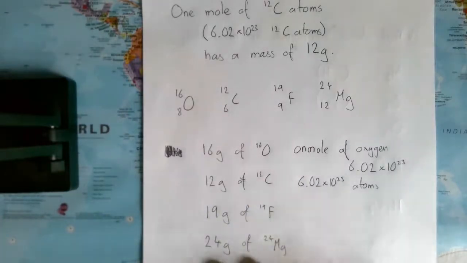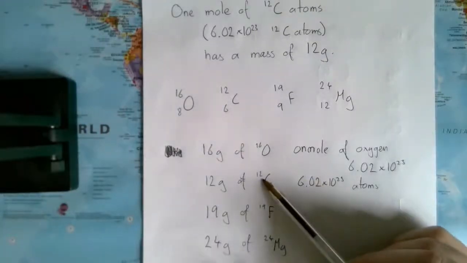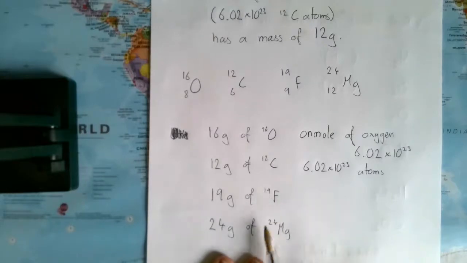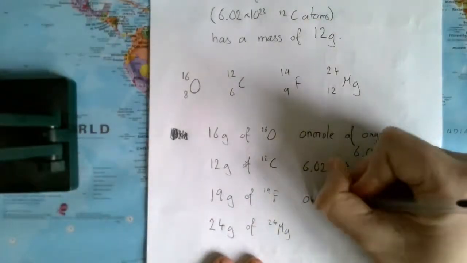And so this is the number that just takes the one you're given in the periodic table and turns it into grams. So if you just remember that, you look, oh, fluorine is 19, so 19 grams, I've got 1 mole.